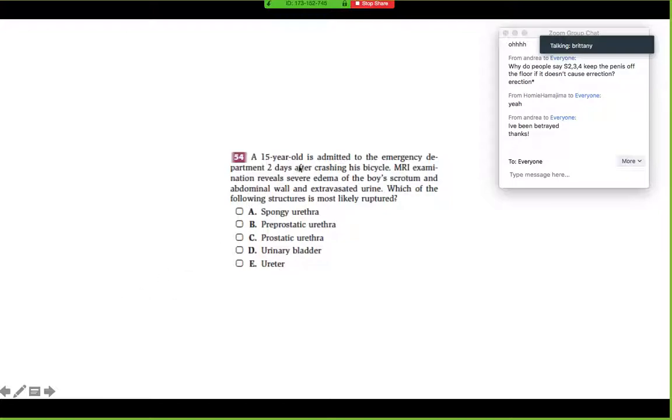So okay, we haven't done this one yet, right? Okay. So a 15-year-old is admitted to the ER 2 days after crashing his bike. MRI reveals severe edema of the boy's scrotum and abdomen and extravasated urine. Which of the following structures is most likely ruptured?